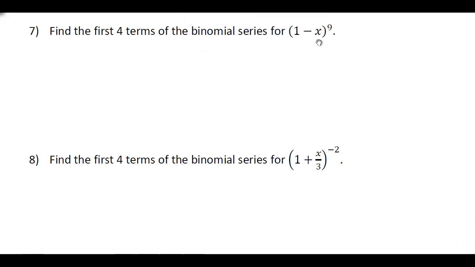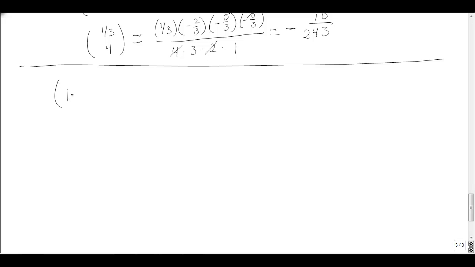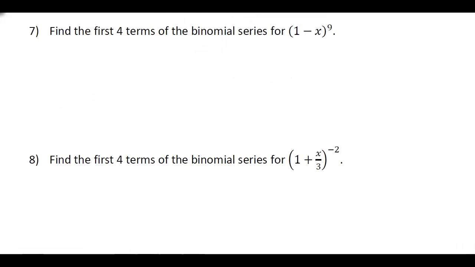1 minus x to the 9th. Okay, 1 minus x to the 9th. Now, again, what we're going to have to do is recognize this as 1 plus negative x to the 9th. And then using our binomial series formula, this is going to be k equals 0 to infinity, n is 9, choose k, times x, well, the thing we're plugging in for x, that's a negative x to the k. Let's look at our directions. Find the first 4 terms.